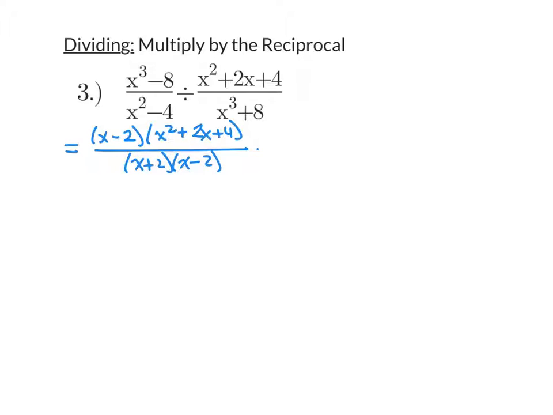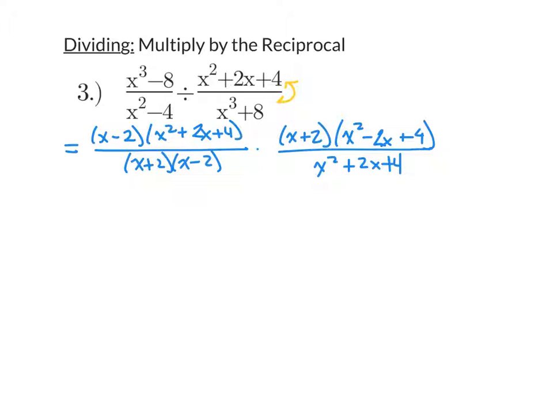For the second fraction, I'm going to want to multiply by the reciprocal. And by the reciprocal, I mean we're going to take the second fraction and flip it over. So the x cubed plus 8 is going to be in the numerator. When I factor x cubed plus 8, that's the sum of two cubes. So I take the cube root of each piece, and then square them together, subtract this time instead of add, the 2 and the x, and square that plus 2. In my denominator, I'm just left with x squared plus 2x plus 4.